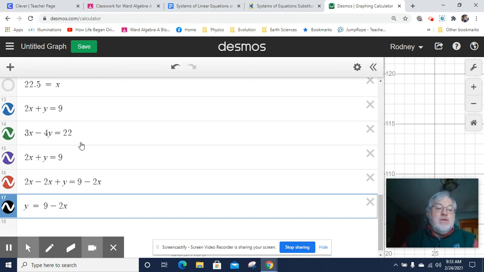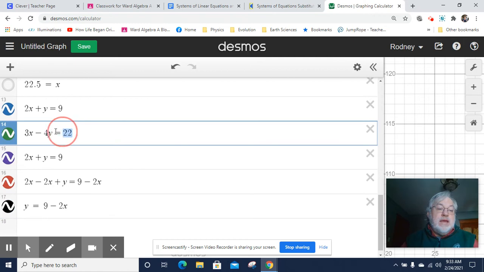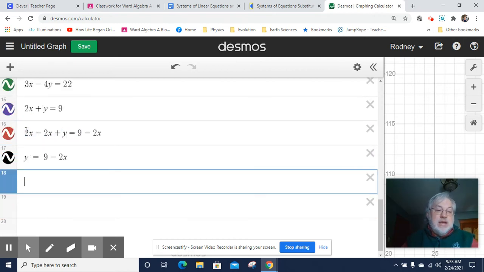Once I have y equals 9 minus 2x, I'm going to go to the other equation in the system, not the first one. If I just plug this in to my first equation, I end up with just 0 equals 0. That won't help me. I want to plug it into this equation. So I am substituting in the other equation.